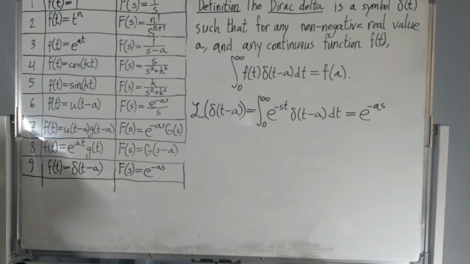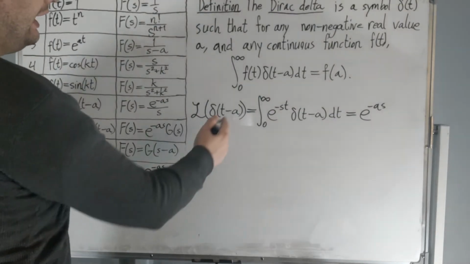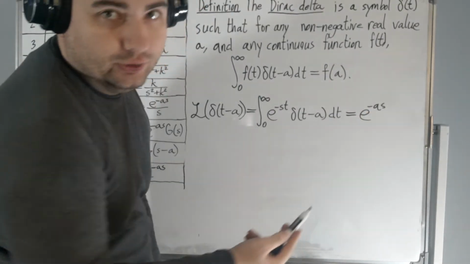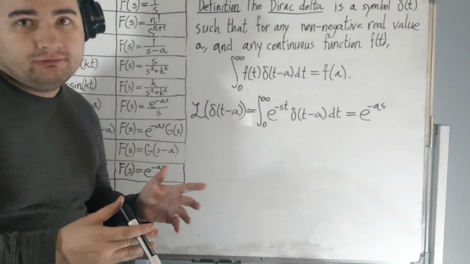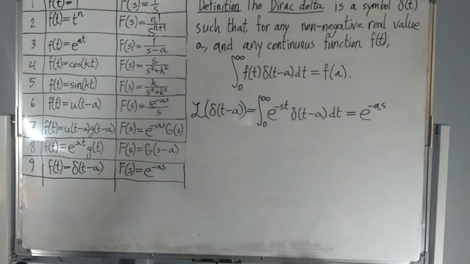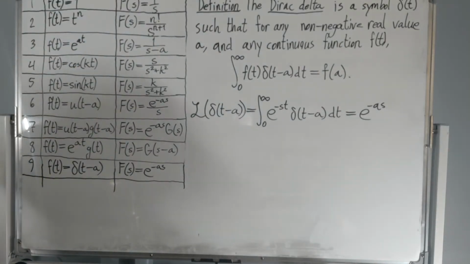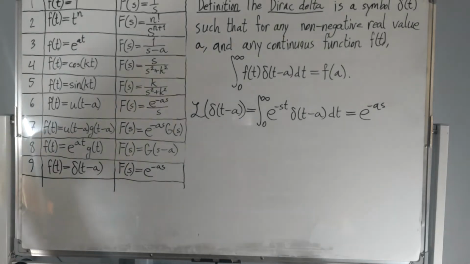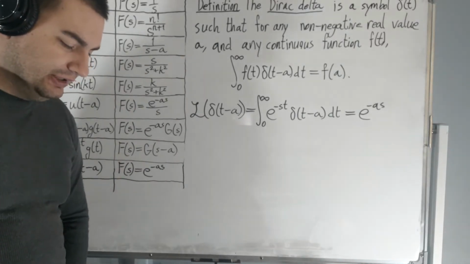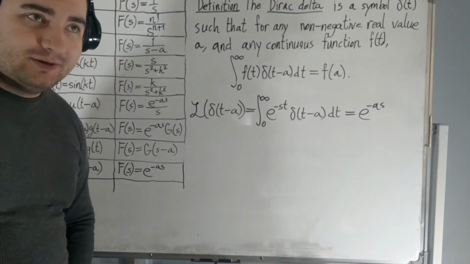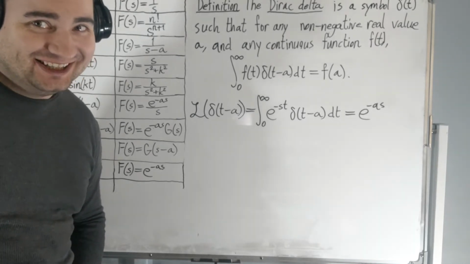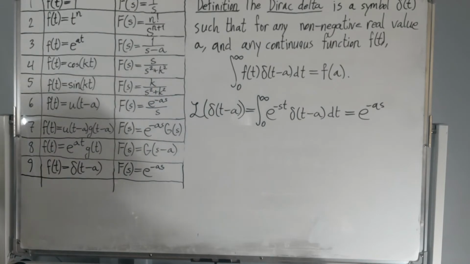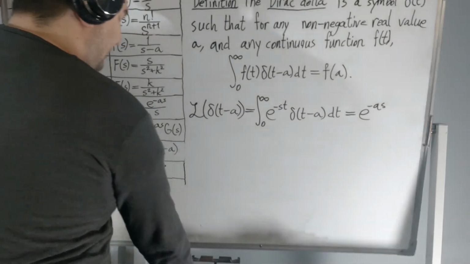Okay. In particular, if a is 0, then this becomes e to the 0, which is 1. So the Laplace transform of delta of t is just 1. And if you think about that for a second, you realize that there's no function that has that property, which is fine, because the Dirac delta is not a function. So, what is this thing supposed to mean?